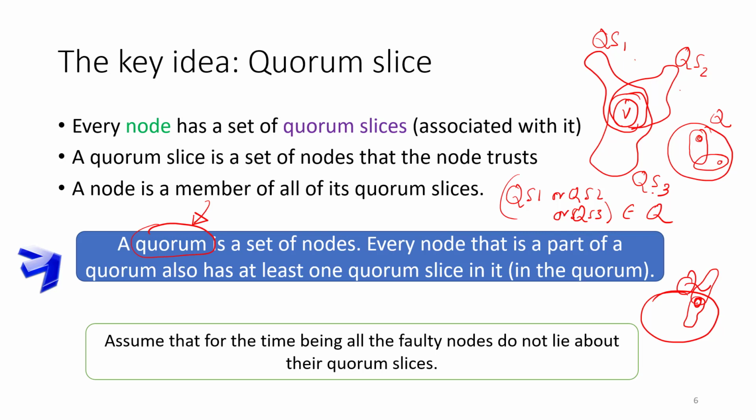Now assume that for the time being, the faulty nodes are not lying about their quorum slices. Faulty nodes are Byzantine faulty, so they in principle could lie about their quorum slices. Let's assume this is not happening, but even if it does happen, it's not an issue.